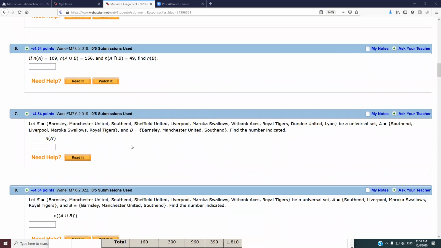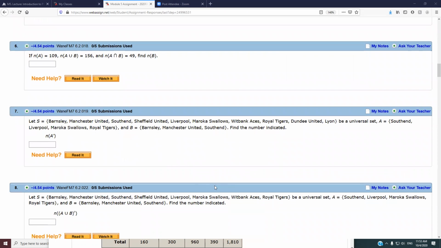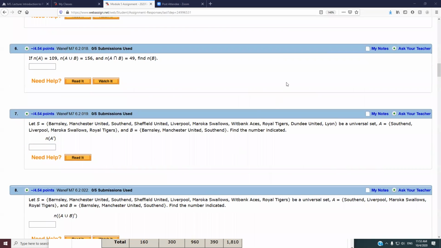Why don't we do one with a complement? Let's do number 7 here, complement. All right, well, this says find the number of elements in the complement of A. I know that means I've got to take the number of elements in the universal set. Here they're calling the universal set S. And then you subtract the number of elements in set A.